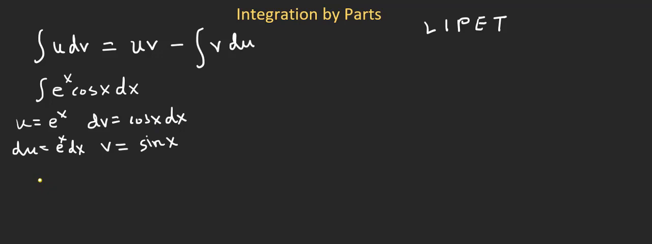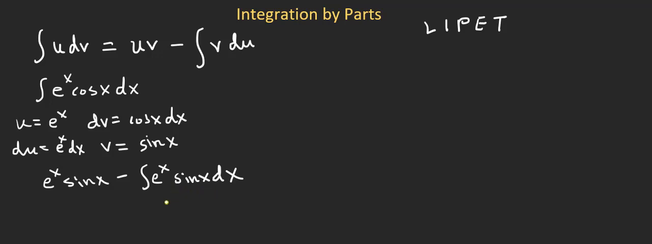So when you plug it in, you're going to get uv, which is e to the x sine x, minus the integral of v du, so it's e to the x sine x dx. Now, the integral of that is not so simple, so it looks like we have to do it again.